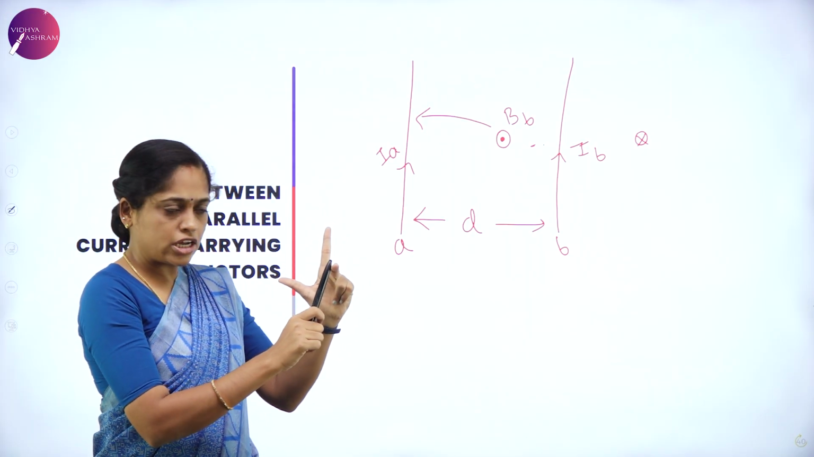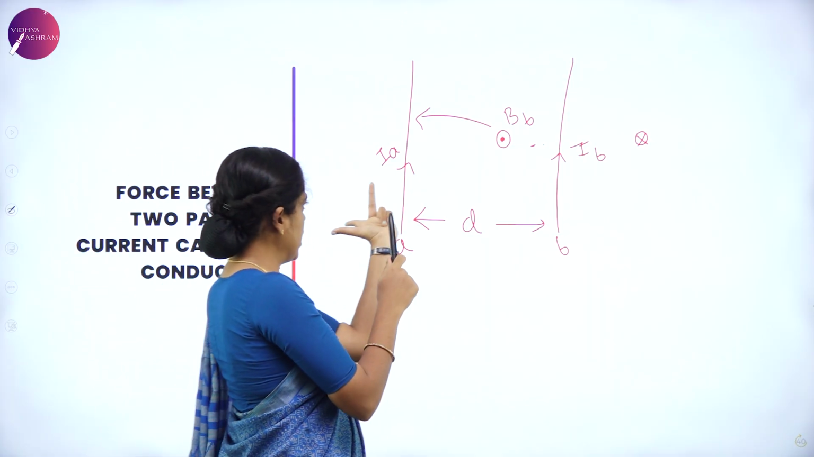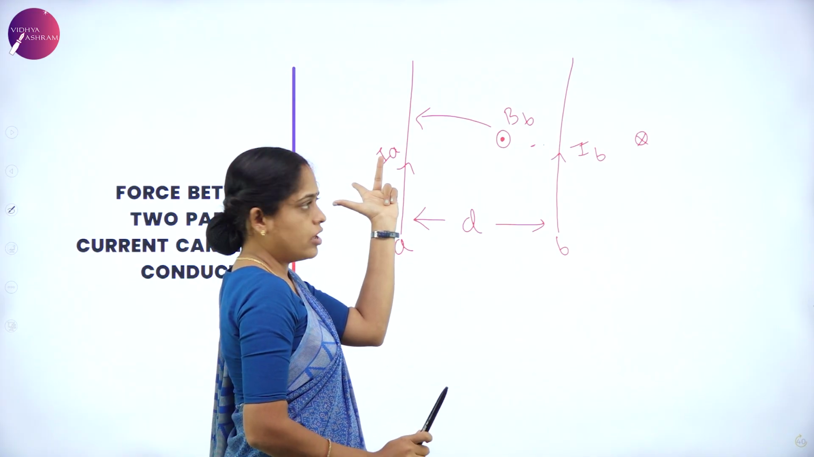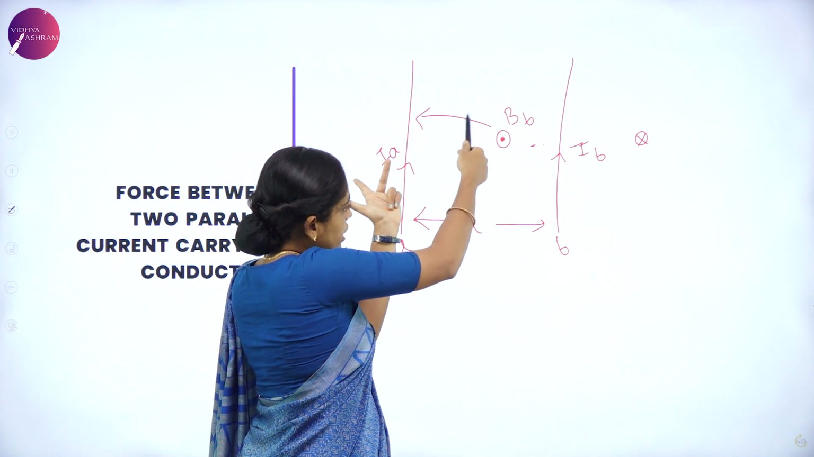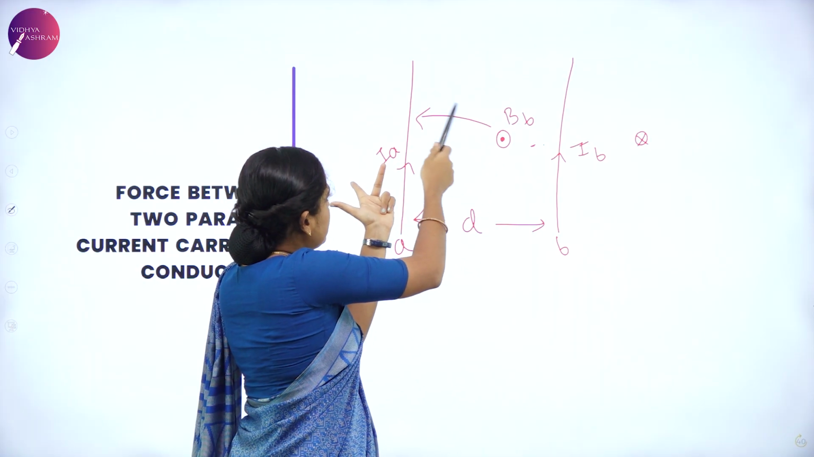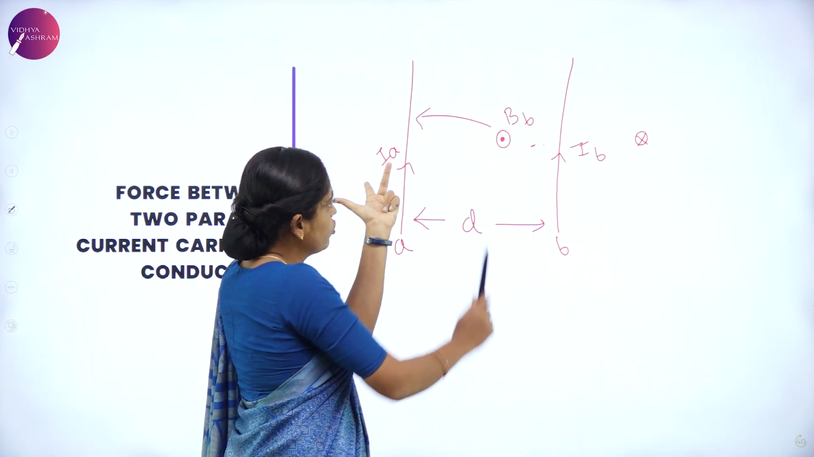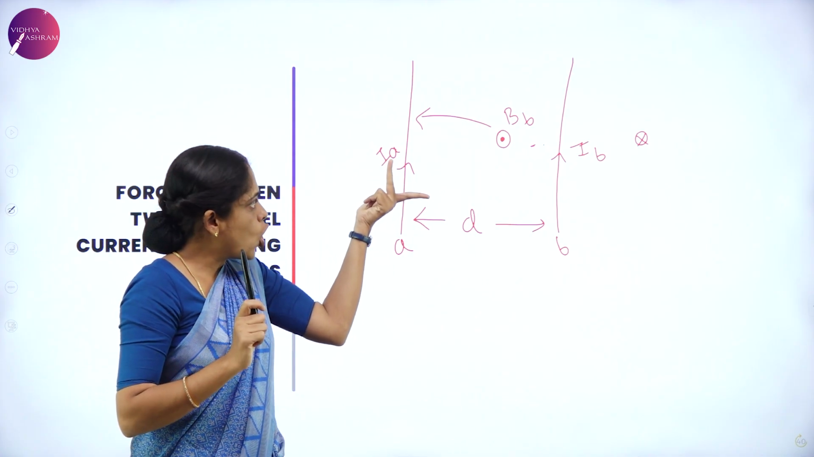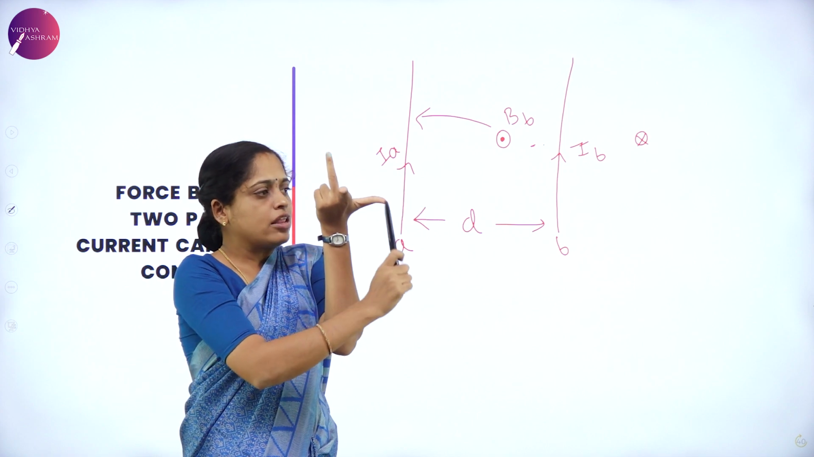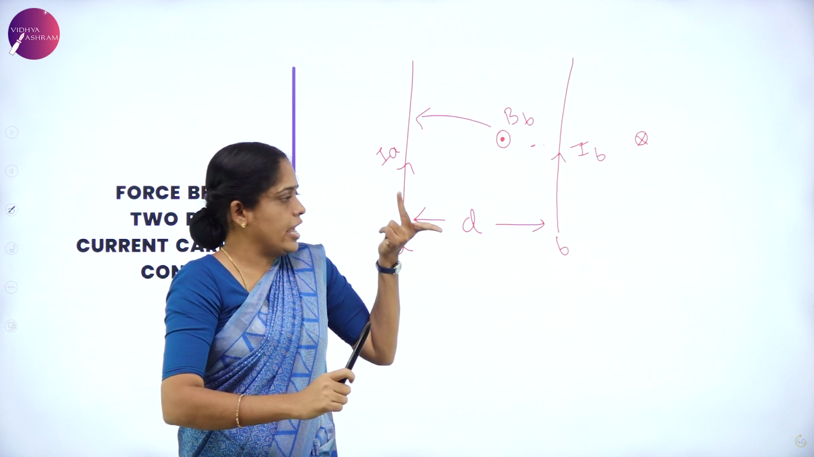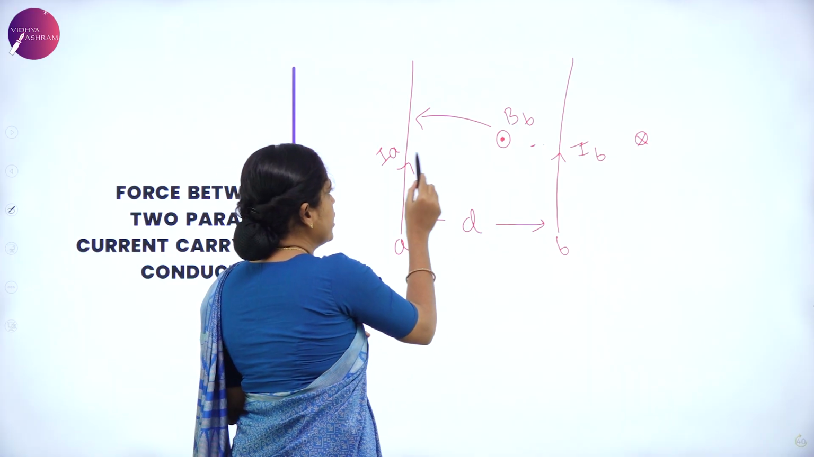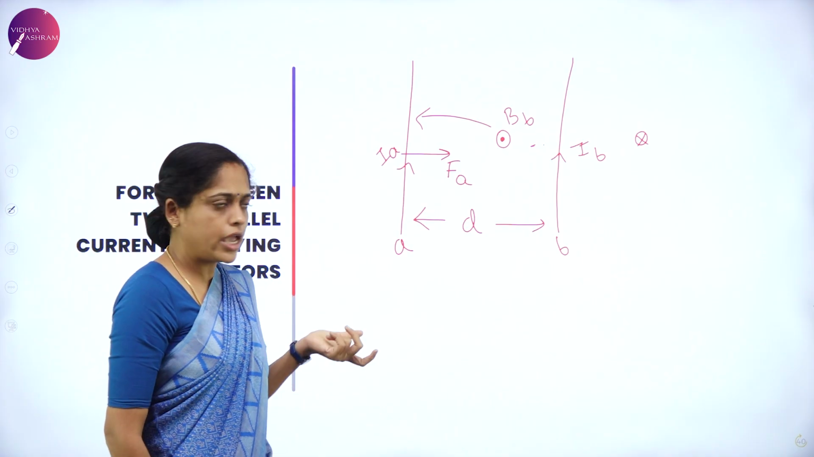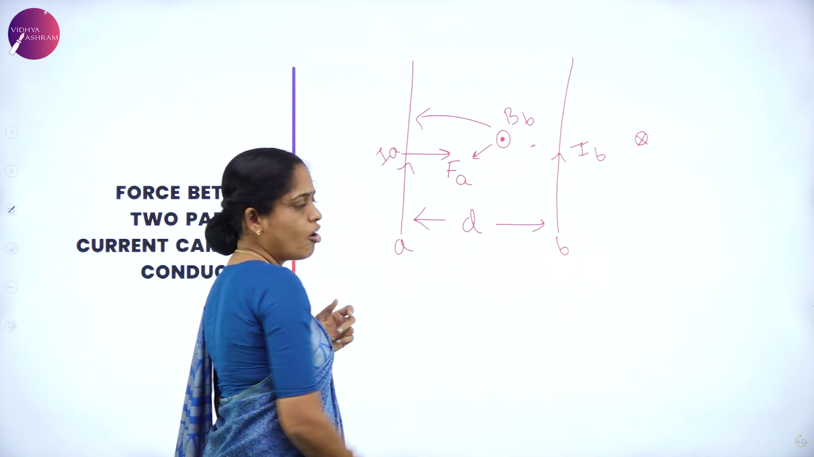First, we know the direction of current. So current is upward, and the magnetic field due to wire B is interacting with it. Therefore, this magnetic field direction is outward. You know that a dot represents out, and the force on the wire A is towards the wire B. This is the force acting on the wire A due to the magnetic field of B.